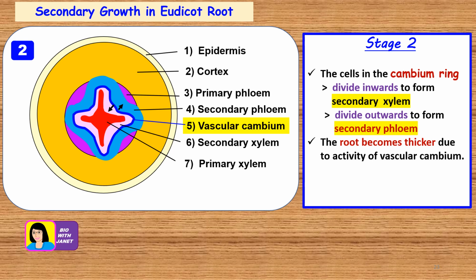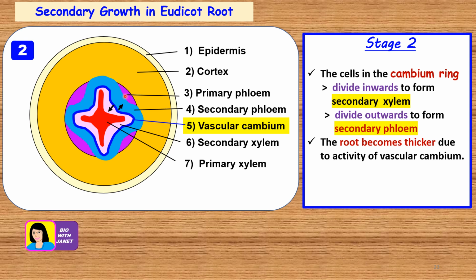Now, stage 2. The cells in the cambium ring divide inwards to form the secondary xylem, the pink structure. Okay, the pink parts. So this is the secondary xylem, and the primary xylem is in the center. It will stay in the center. Secondary xylem is outside the primary xylem. Okay, and then next is the cambium that produces the secondary xylem. But the cambium ring also divides outwards to form the new phloem, which is secondary phloem. All right, so this light blue part is secondary phloem.